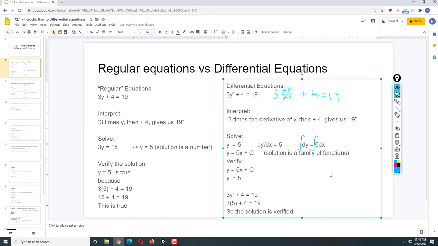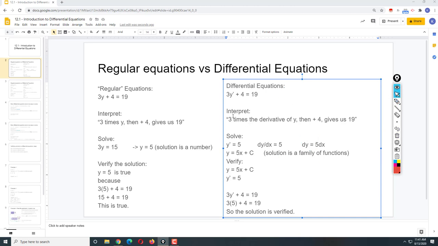But that's not a number. That's a bunch of different functions. You might say, hey, this looks like an equation, not a function. Well, we could just write the function as f of x equals 5x plus c. There you go. There's our function. Okay.